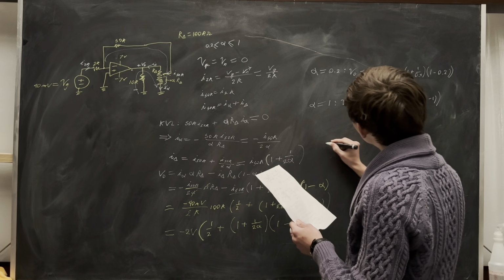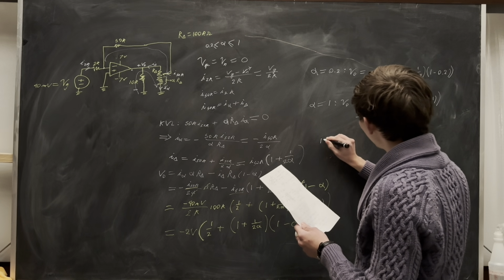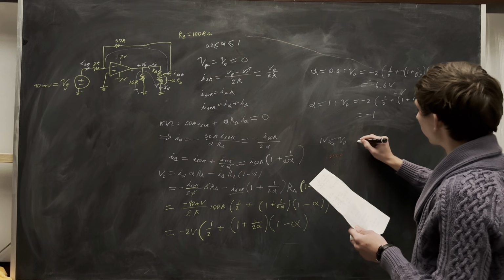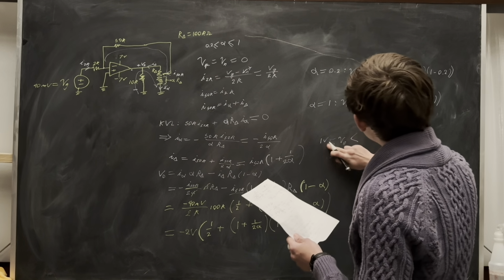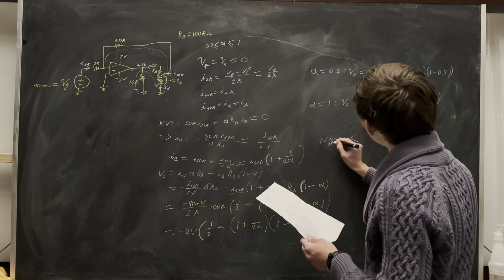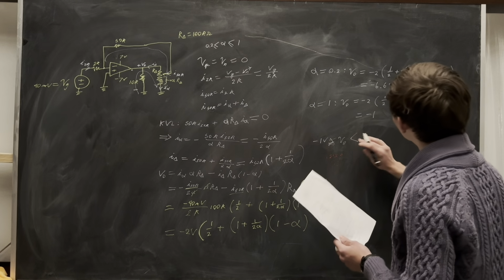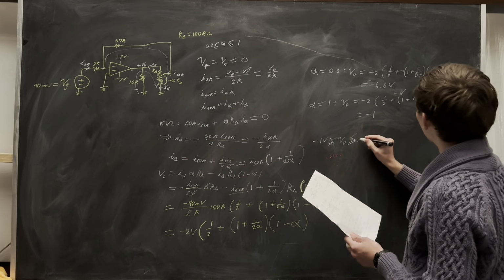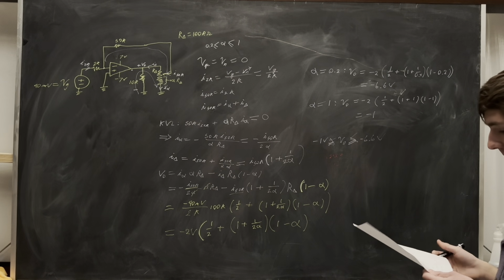So V out is less than or equal to 1 volt, or greater than or equal to 1 volt. No. V out is less than or equal to minus 1 volt and greater than or equal to minus 6.6 volts. Now we arrange for V out.